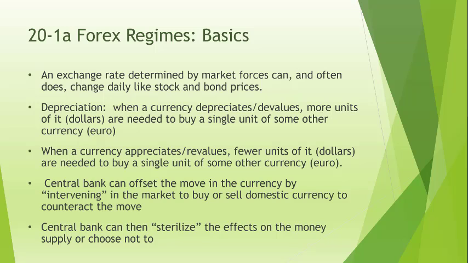So the central bank can sterilize that kind of reduction in the money supply by doing an open market operation. In other words, basically by buying some government bonds in the bond market, and that will automatically increase the amount of money in circulation.